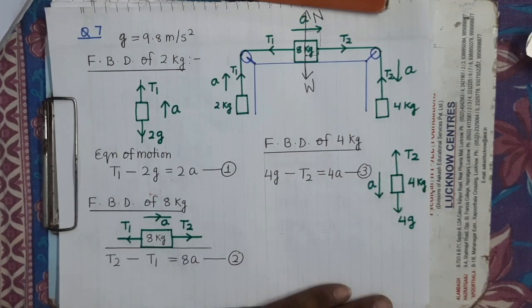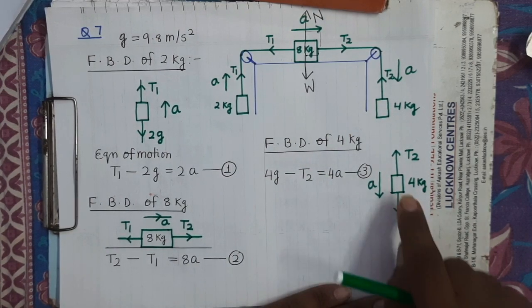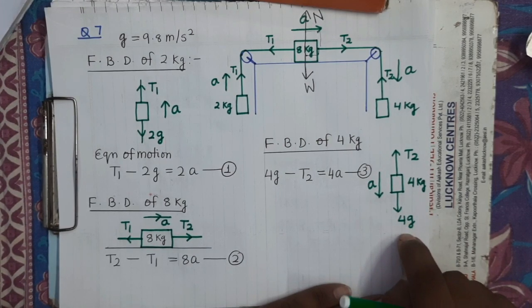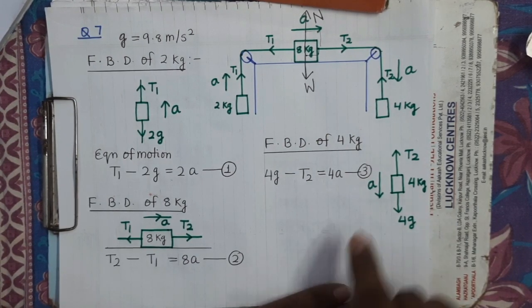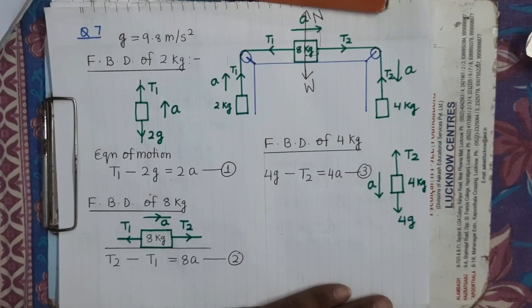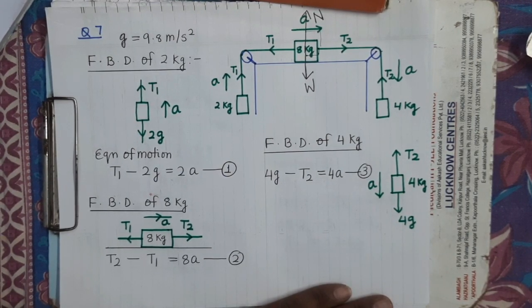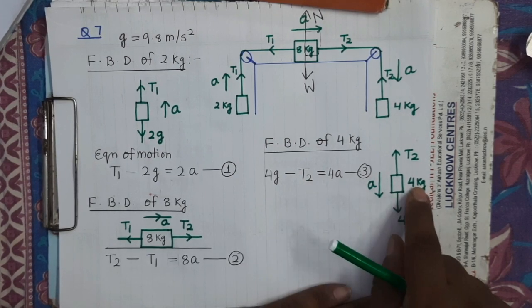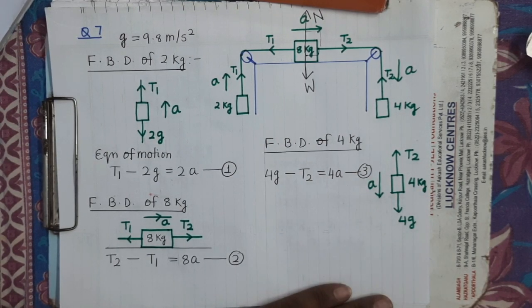Then you can see the free body diagram of the 4 kg block. Here its weight m into g is acting vertically downward, T2 is acting vertically upward, and it will move in the downward direction with acceleration a. So what will be the net force? 4g minus T2 equals its mass into its acceleration.